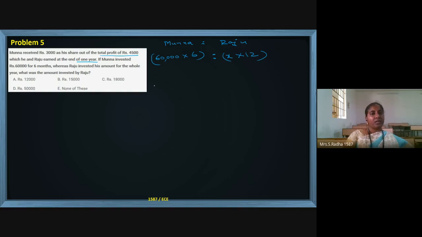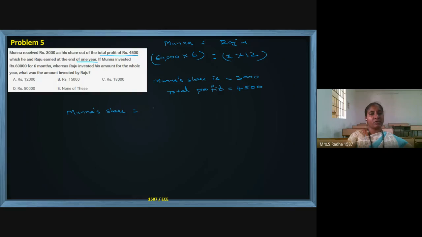Okay, and if you see here, they are giving Munna's share. Munna's share is 3,000 rupees. Total profit is 4,500. Okay, so how to find Munna's share?